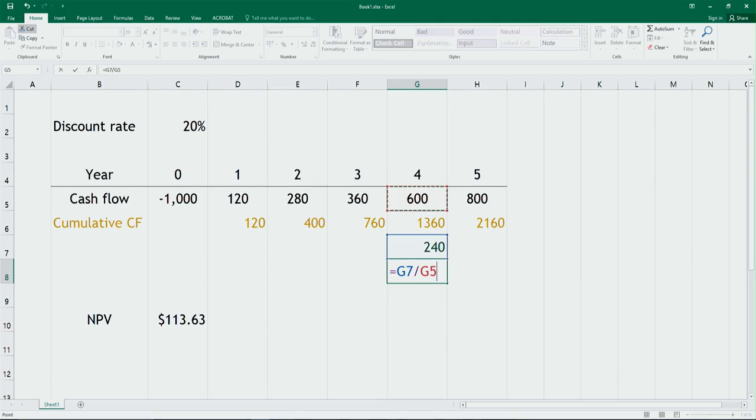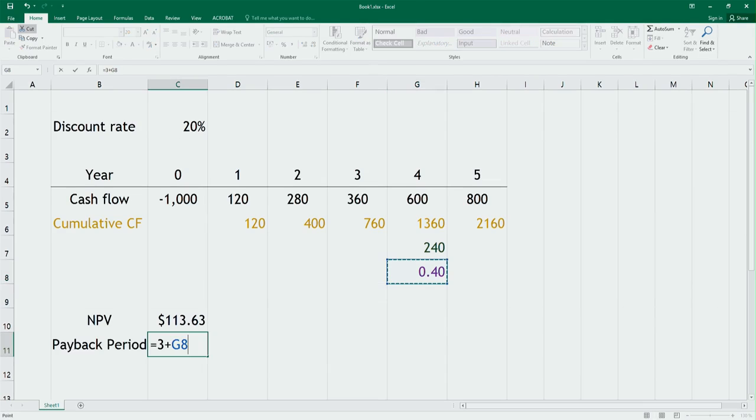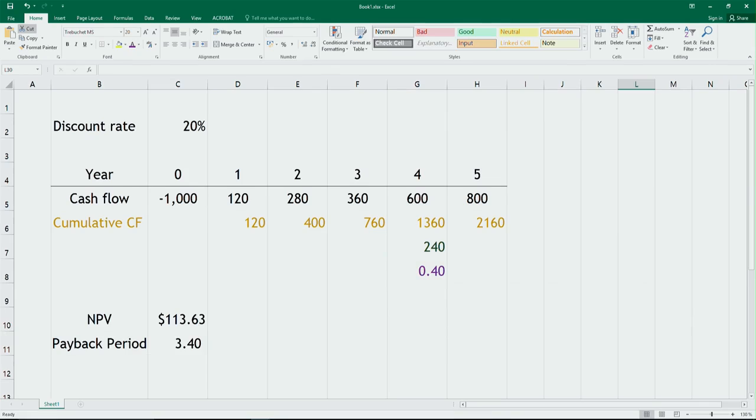Then we could argue that it will take 240 divided by 600 year in year 4 to collect $240. That is 0.4 year in year 4. Now we have calculated the exact payback period of this project, which is the sum of 3 and 0.4, which we just calculated for year 4. Please don't forget the first 3 years it took to recover $760. The payback period of this project is 3.4 years.